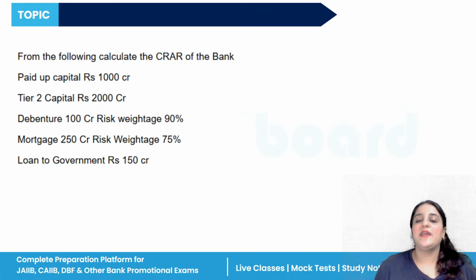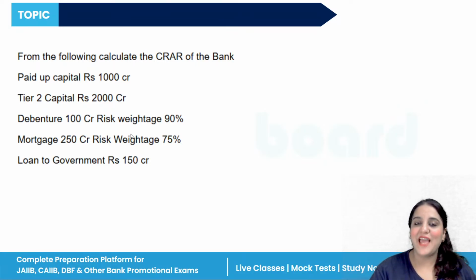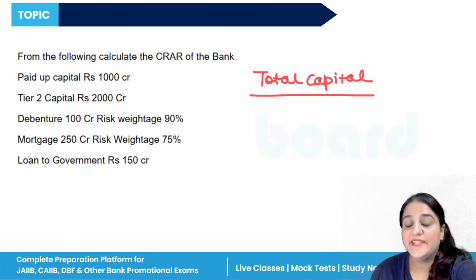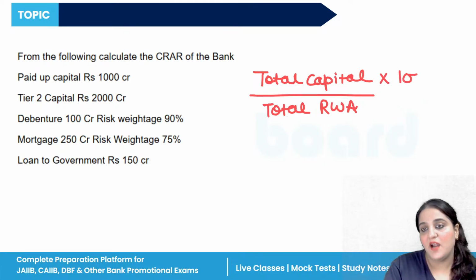Calculate the CRAR of the bank with the given information here. So let's calculate the CRAR here. And what is the process? Simple. First important thing, we must know the formula of the CRAR, which is total capital. Total capital means tier 1 and tier 2 included in this. Then we have to divide it by total risk weighted assets and multiply by 100.